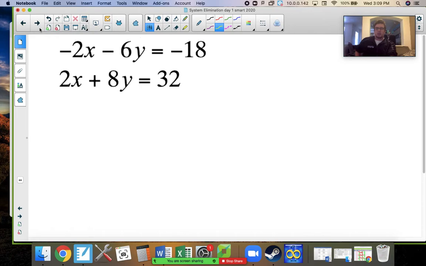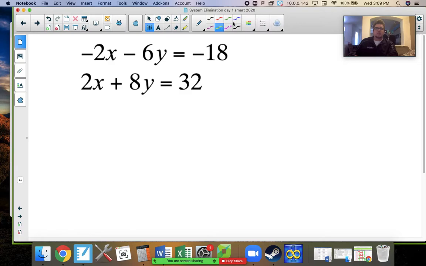All right, so let's take a look at our first example here. So the first thing you want to look for is everything perfectly lined up. X is over X, the Y's are over Y's, equal signs, numbers over numbers. They're askew based on the formatting of the computer, but everything's in the same relative position. We're good. The next thing we want to look for is, do one of our variables have the same number in front if we don't care about sign? In this case, yes. The x's both have a 2 in front. One's negative, one's positive, but we can work with that.